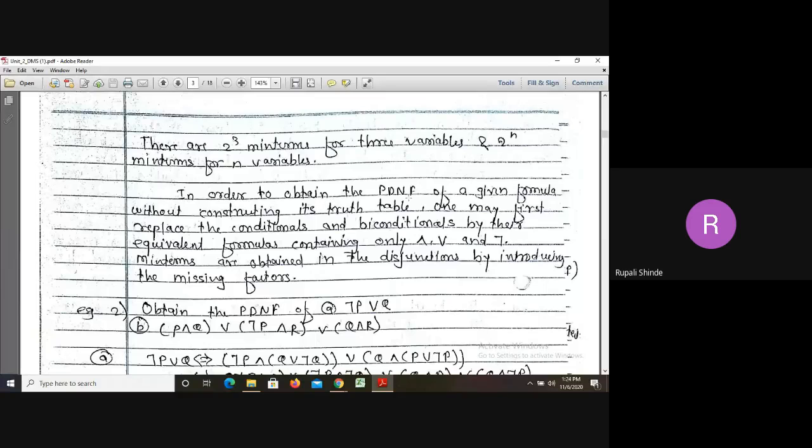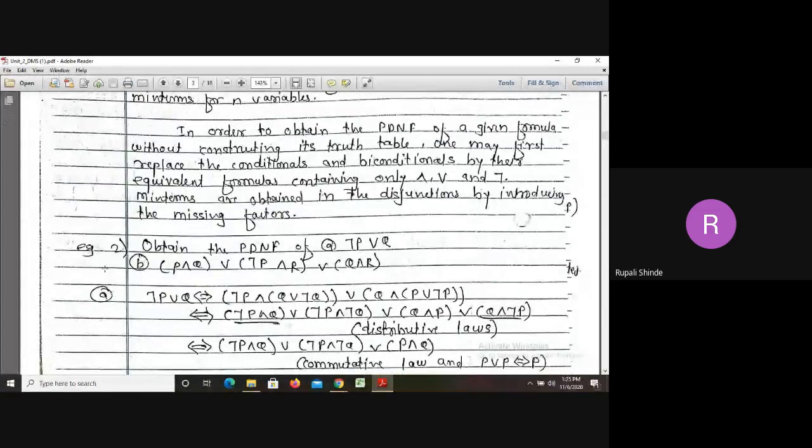In order to obtain the PDNF of a given formula without constructing its truth table, one may first replace the conditionals and biconditionals by their equivalent formulas containing only and, or, and negation. Minterms are obtained in disjunction by introducing missing terms or missing factors. In short, there are two ways to find PDNF or PCNF: first by using the truth table method, and second by introducing missing terms.